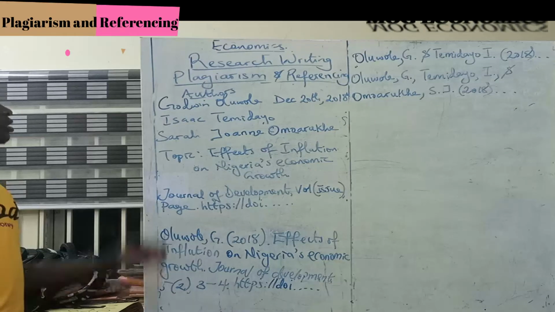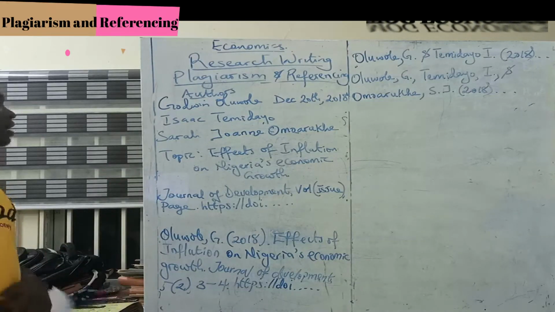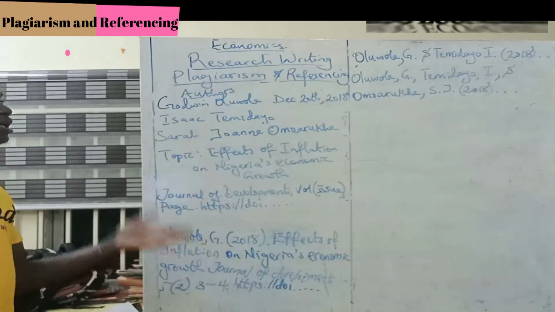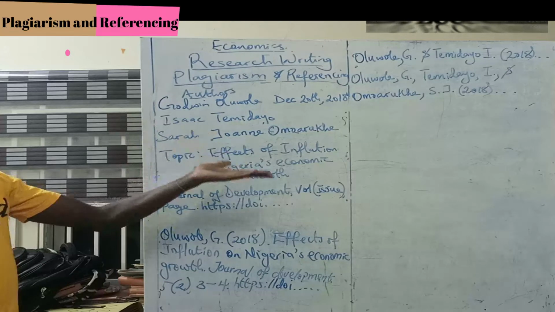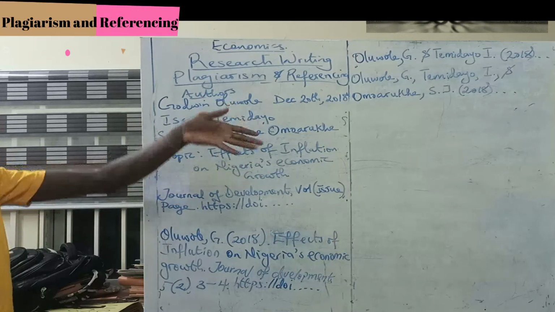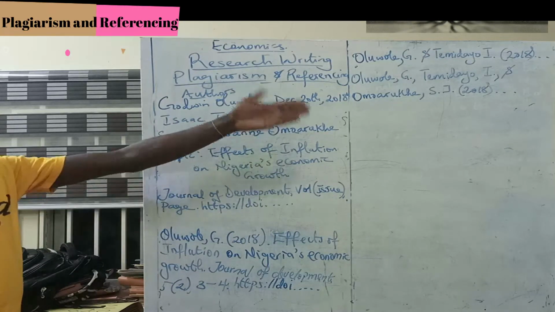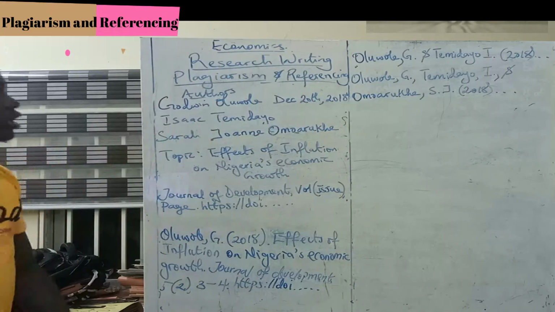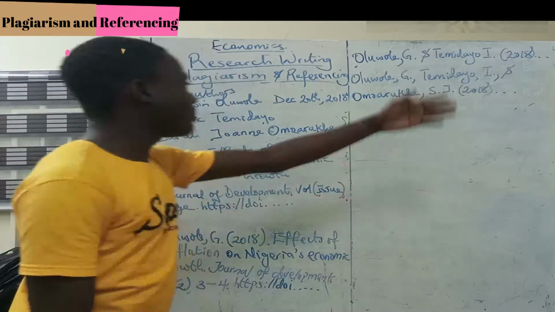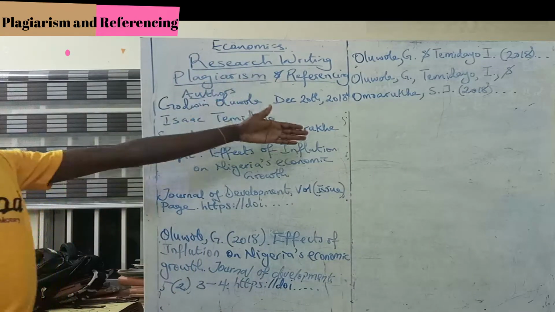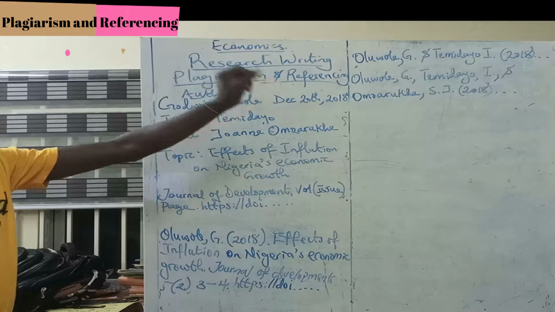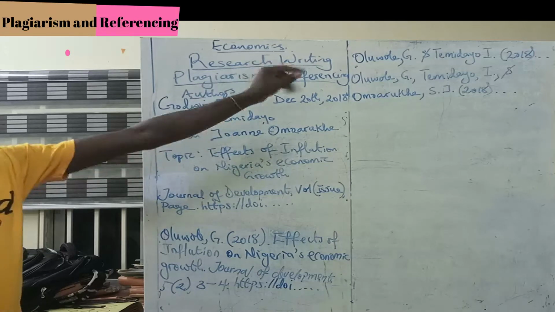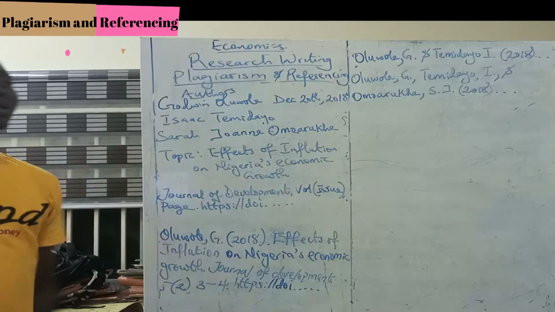So what if Godwin Oluwole, Isaac Temidayo and Sarah Joanne Omaruke wrote this particular paper? How do you reference it? The same thing: Oluwole, G., comma, Temidayo, I., comma, then the ampersand for Omaruke, S. J., because you have Sarah Joanne. So S. J., then 2018, before you continue with whatever it is that you've written.